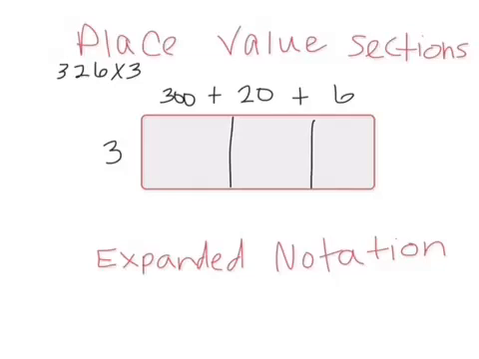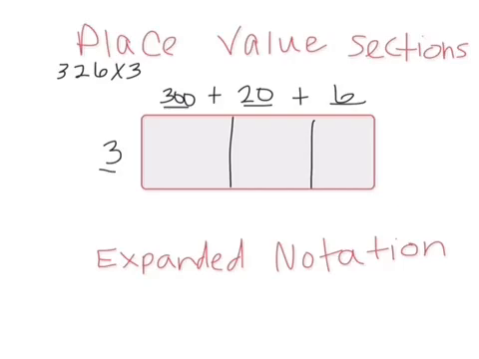Before we see how place value sections and expanded notation for multiplication can help us with division, I first want to review how we use place value sections in multiplication and also expanded notation in multiplication. So if we had a problem like 326 times 3, we would first expand 326 into 300 plus 20 plus 6, and the 3 would just remain a 3. And then we would go through each section and find the partial products.